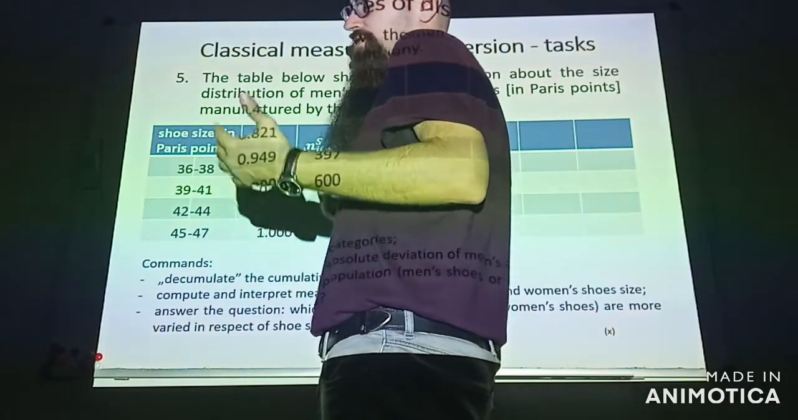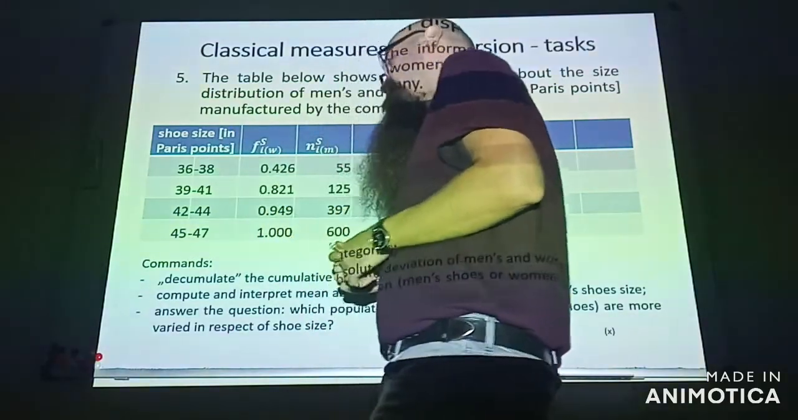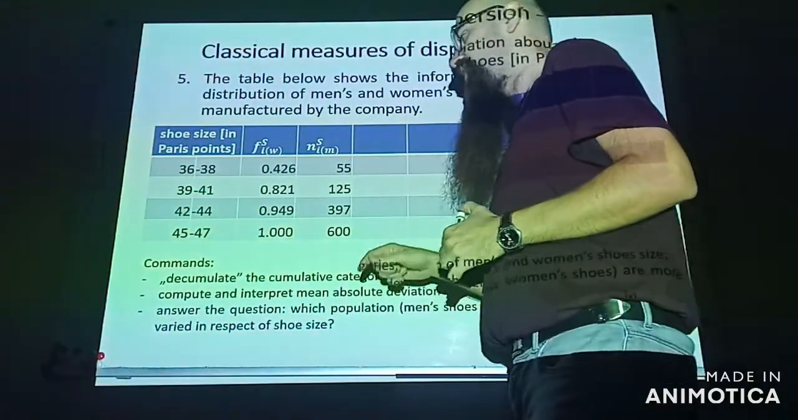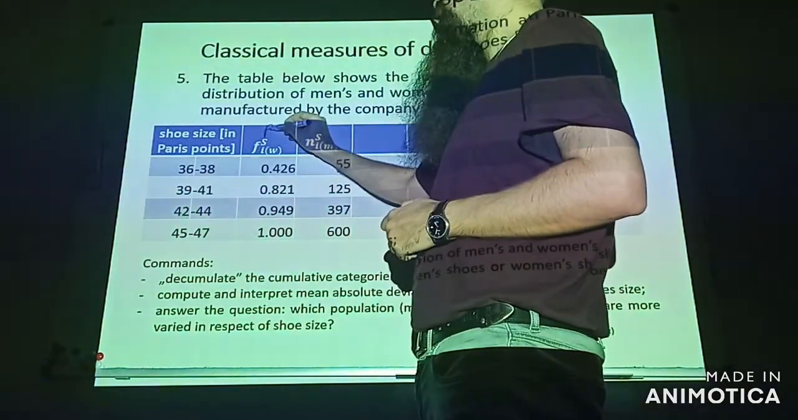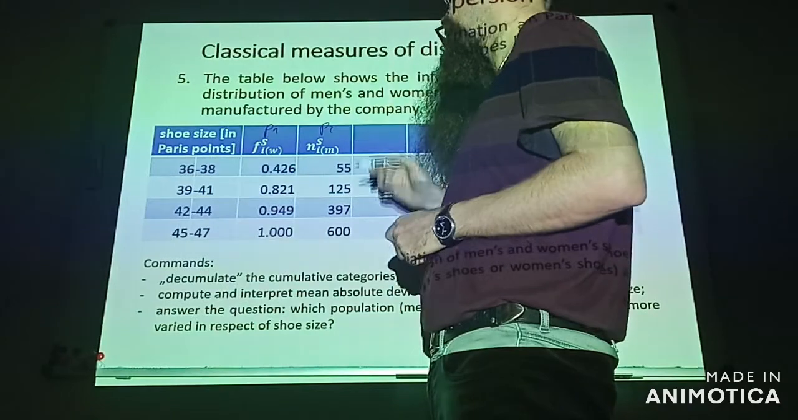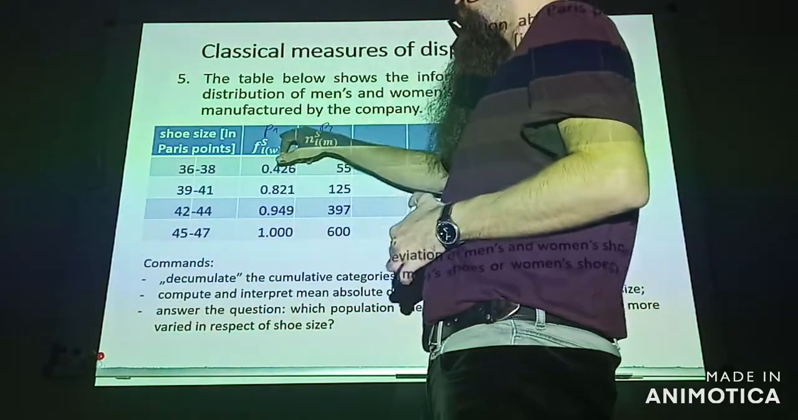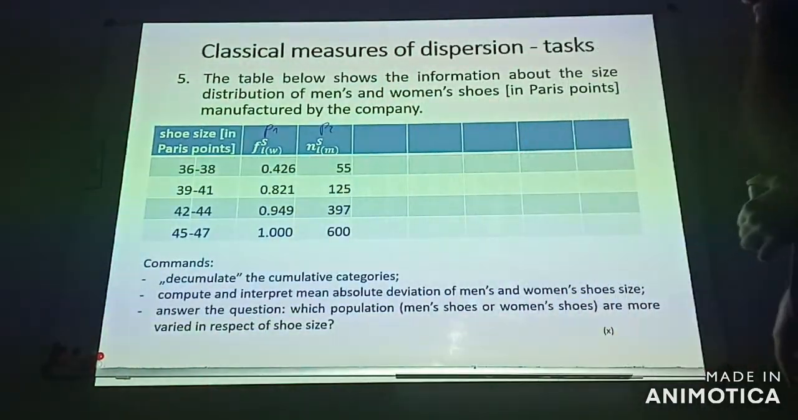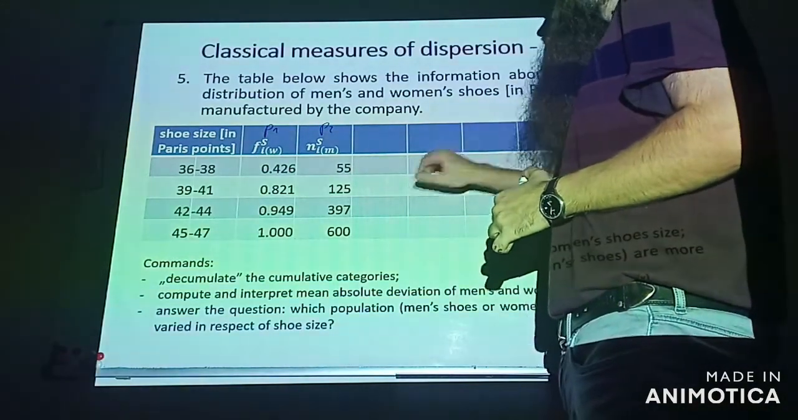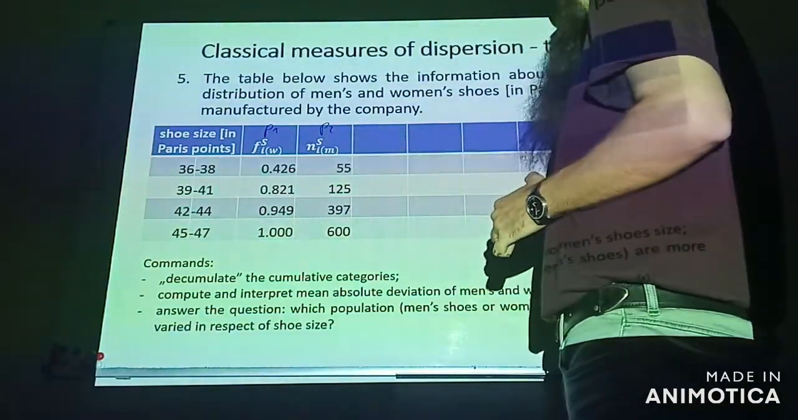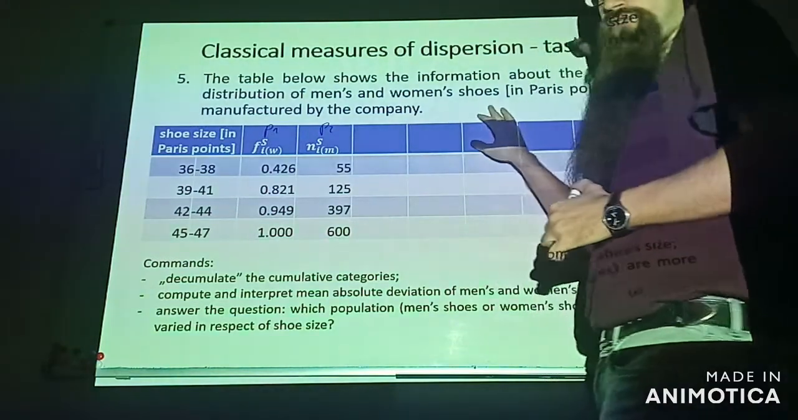Shoe size is our variable, and shoe size characterizes 2 populations. Here we have population 1, here we have population 2. Population 1 are women's shoes, population 2 are men's shoes. Yeah?